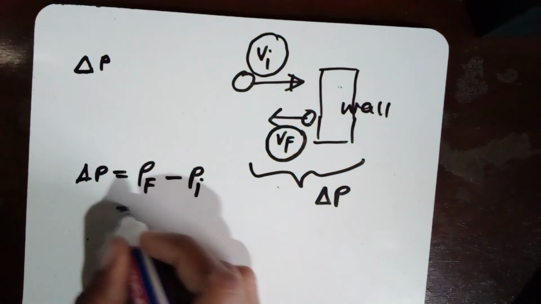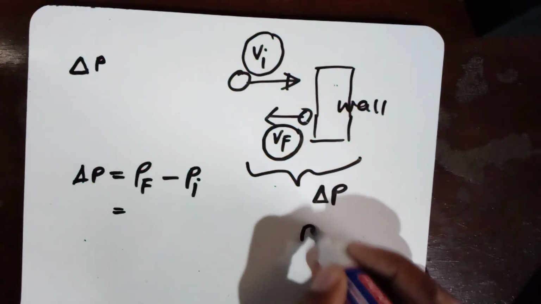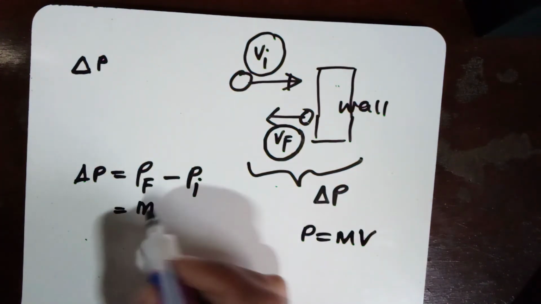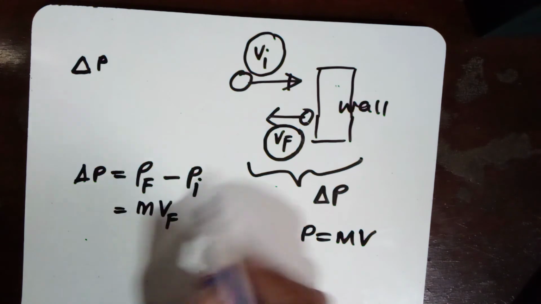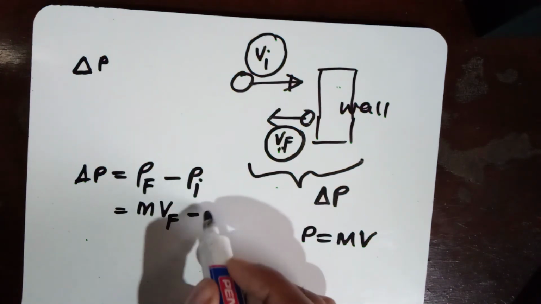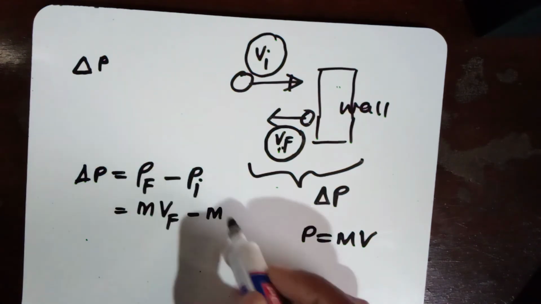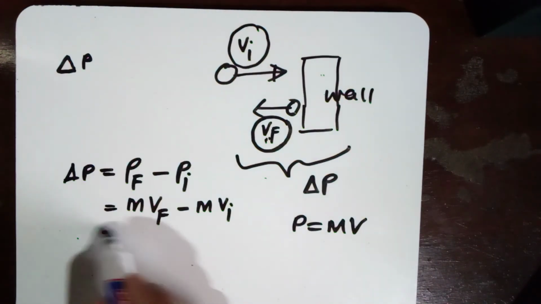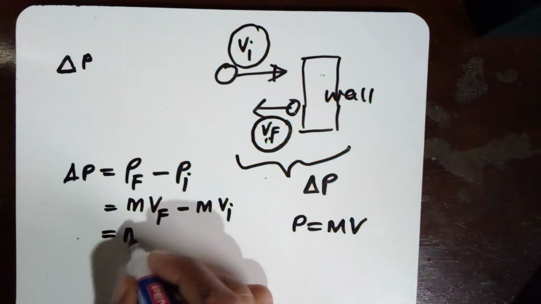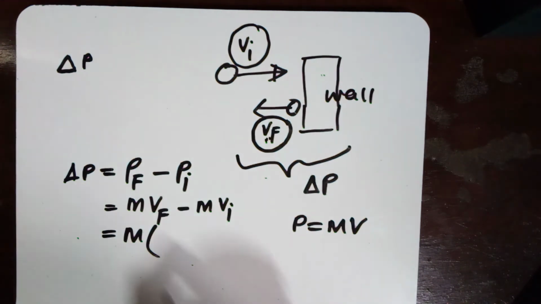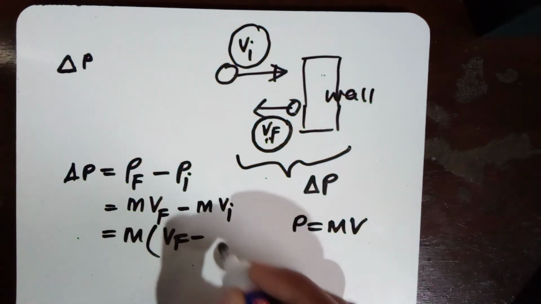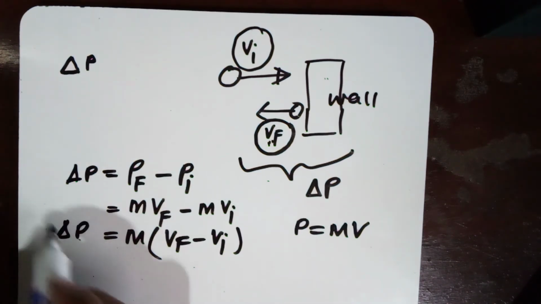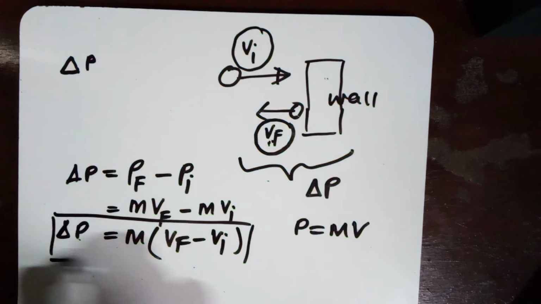But then we know that the formula for momentum is p is mv. So we'll have m, the final velocity here, minus m, and then we have the initial velocity that the ball was moving with. And then it's just simple maths, where we say, let's take out a common factor, which is m, and then we are left with vf minus vi. And I think this is the formula that you are most used to.